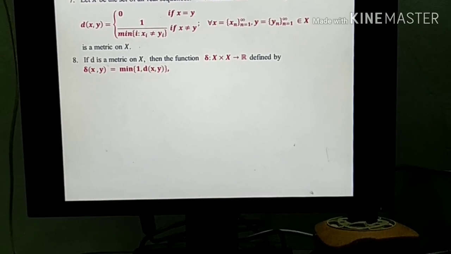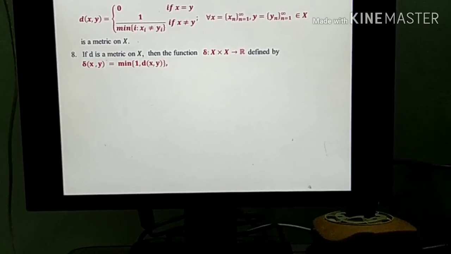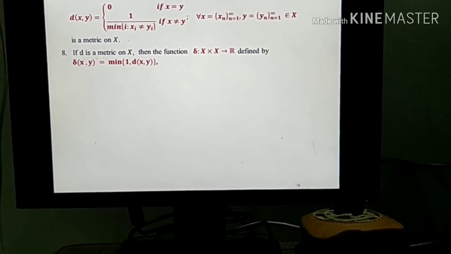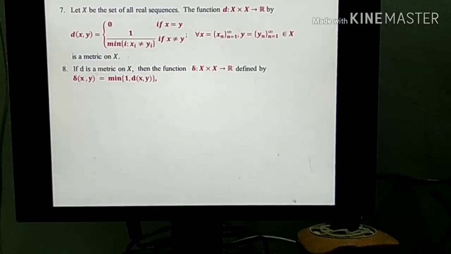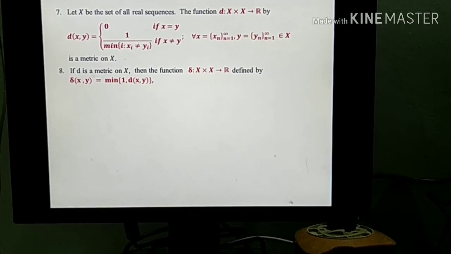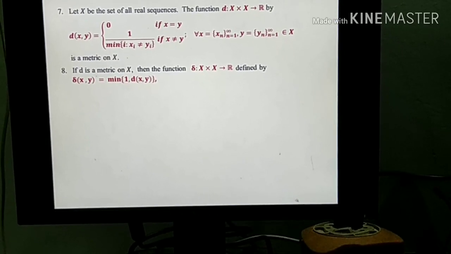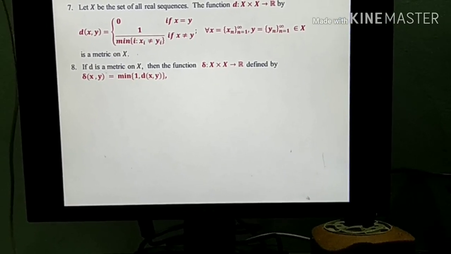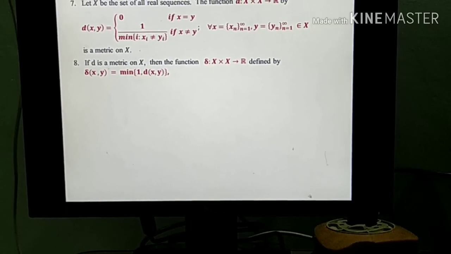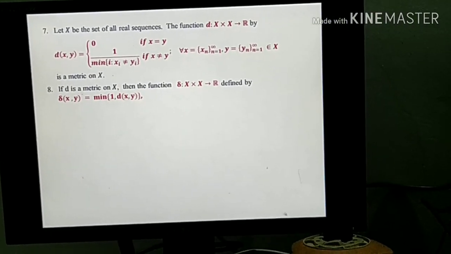Now delta xy is equal to 0 if and only if minimum of 1 and dxy is equal to 0. But 1 is not equal to 0, 1 is greater than 0, and therefore minimum of 1 and dxy is 0 if and only if dxy itself is 0. But d is a metric on X. Therefore dxy is equal to 0 if and only if x is equal to y. Hence indirectly we can say that delta xy is equal to 0 if and only if x is equal to y, and therefore the identity property is satisfied by delta.